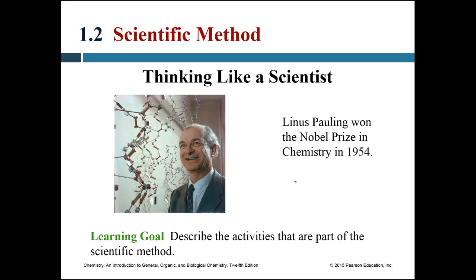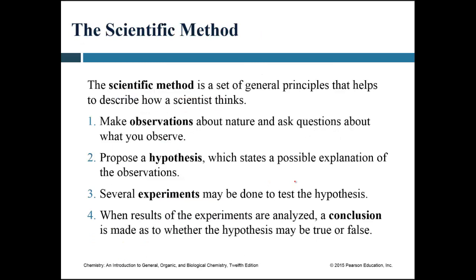In this tutorial, we will be discussing the scientific method. The scientific method is a set of general principles that helps to describe how a scientist thinks. First, they make observations about nature and ask questions about what you observe. Then, you propose a hypothesis, which states a possible explanation of these observations. Several experiments may be done to test this hypothesis.